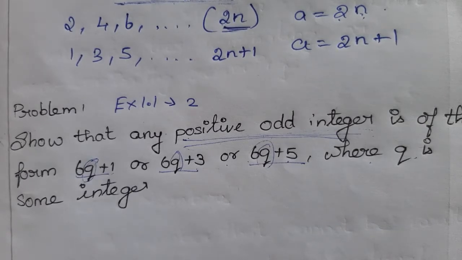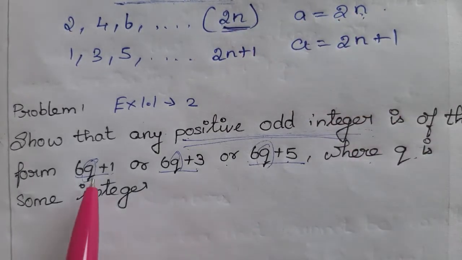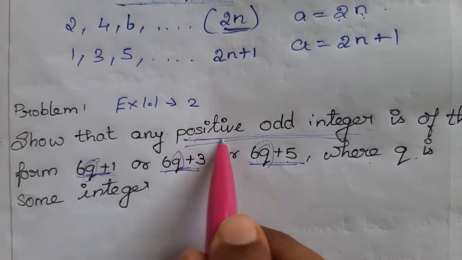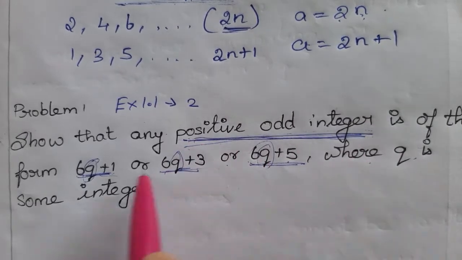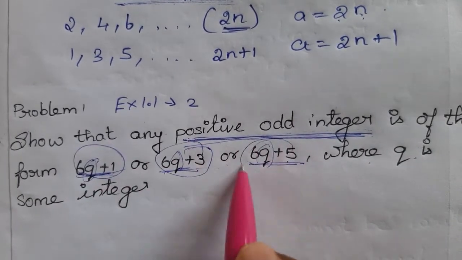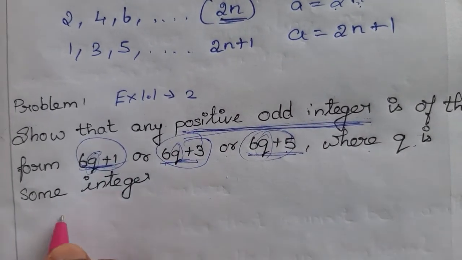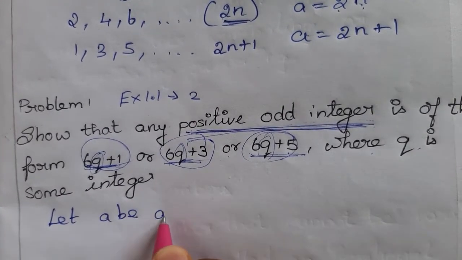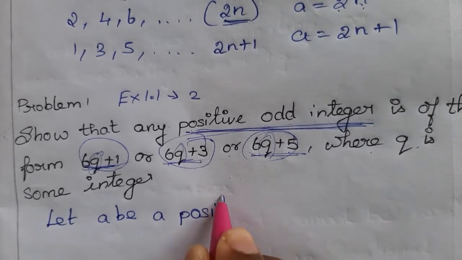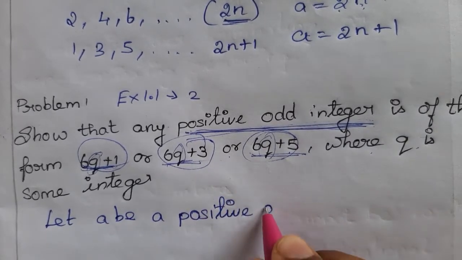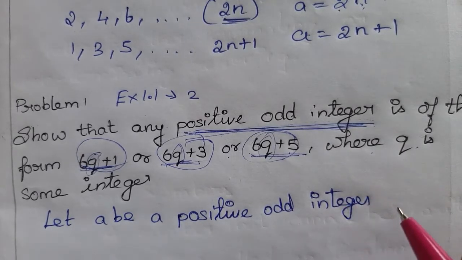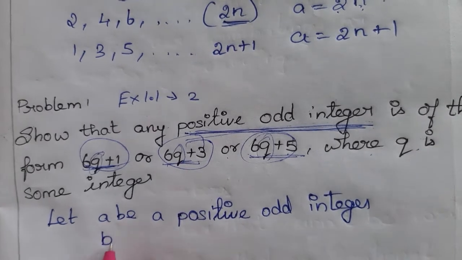Yes, here also we can use Euclid's division lemma. It also satisfies that, right? So here what is a? a is any positive integer, and for any positive integer we can express it in this form. That is what we have to show. So let a be a positive odd integer. Then what about b? Can you guess? Yes, b is equal to 6.